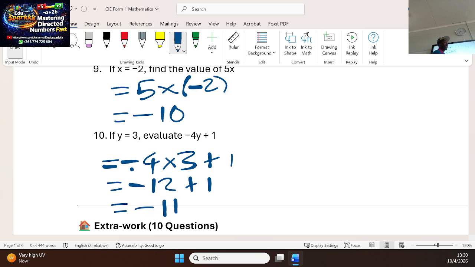I think that's it on the second part of directed numbers as well as substitutions into the various expressions.